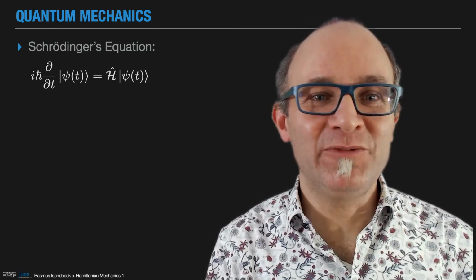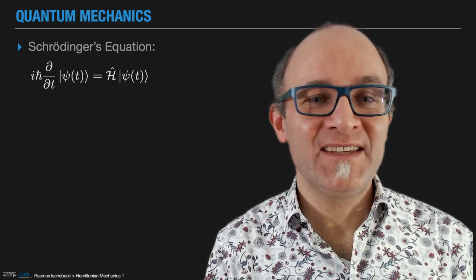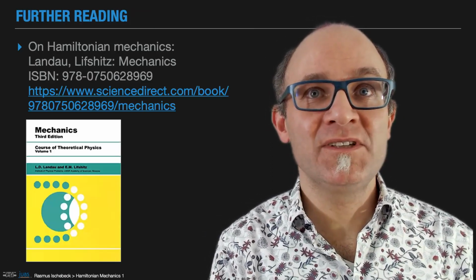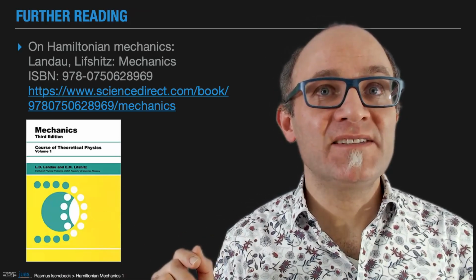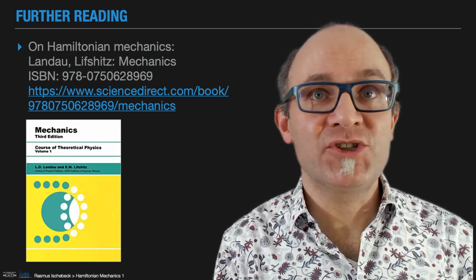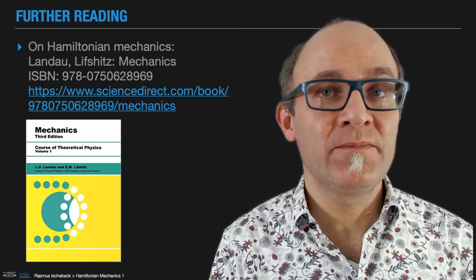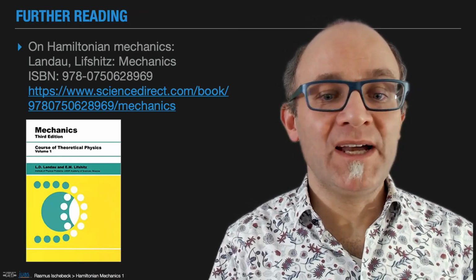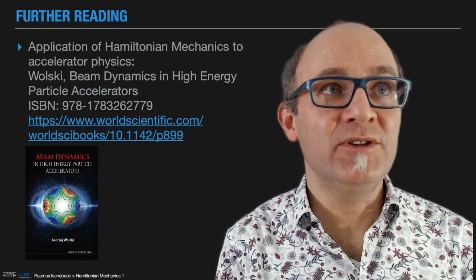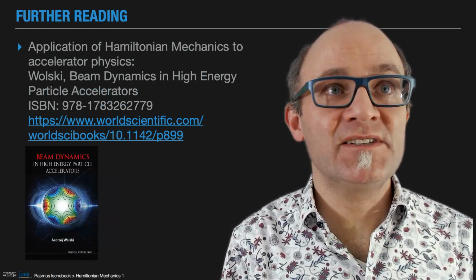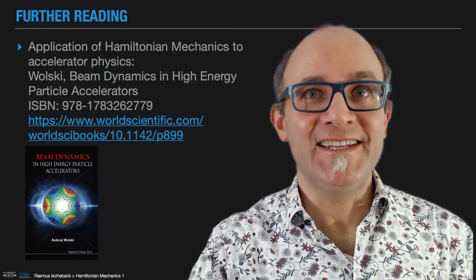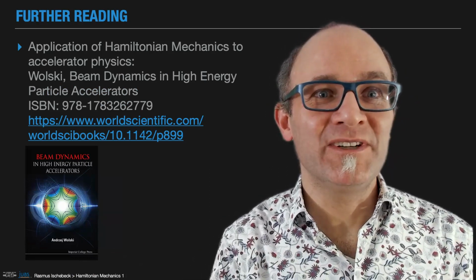Now, this was a lot of material. If you want to look further into more details of Hamiltonian mechanics, I can recommend a few books. A classical book on classical mechanics is by Landau and Lifshitz, Mechanics, and this also has a chapter on Hamiltonian formalism. And if you want to know how we apply the Hamiltonian mechanics to accelerator physics, there's this beautiful book by Andy Wolski, Beam Dynamics in High Energy Particle Accelerators, and I seriously recommend that you get a copy of this and study it to go deeper into the subject.